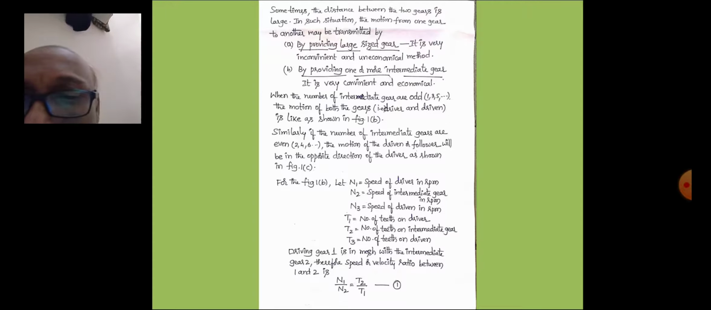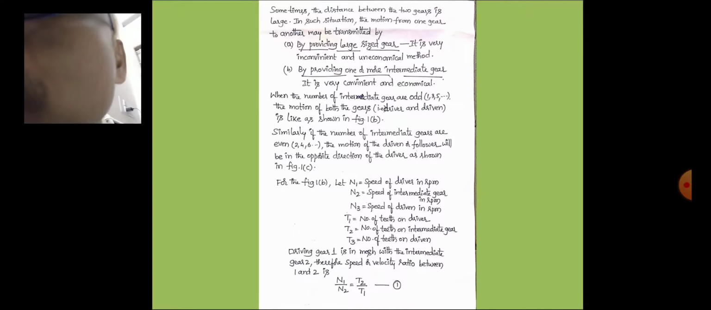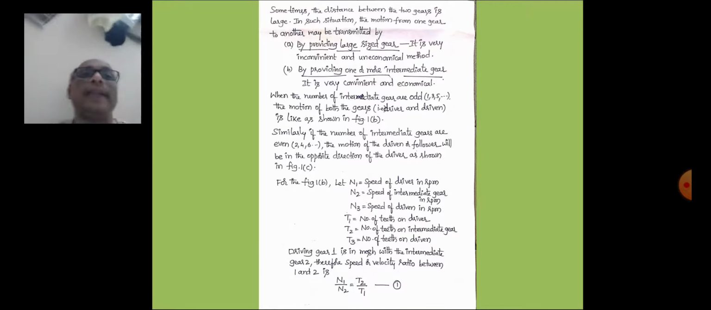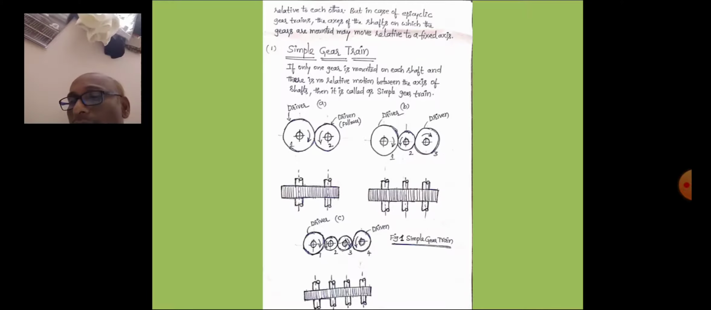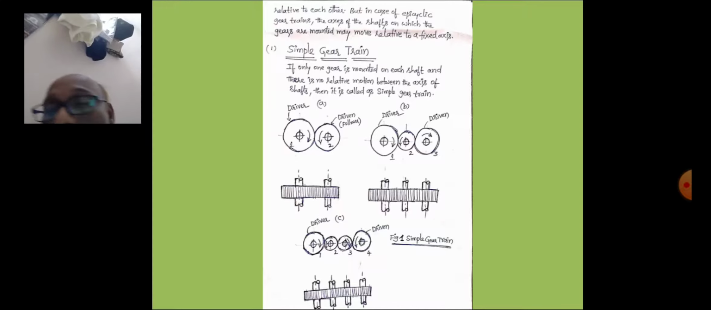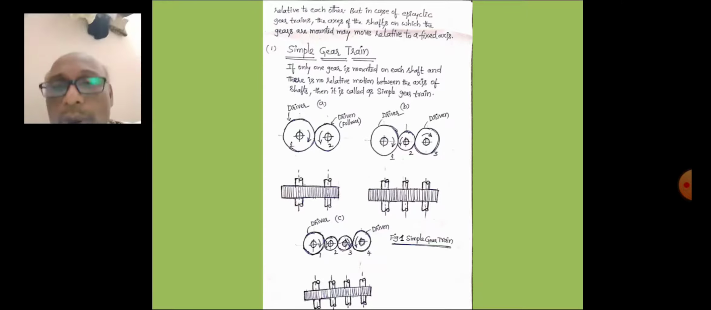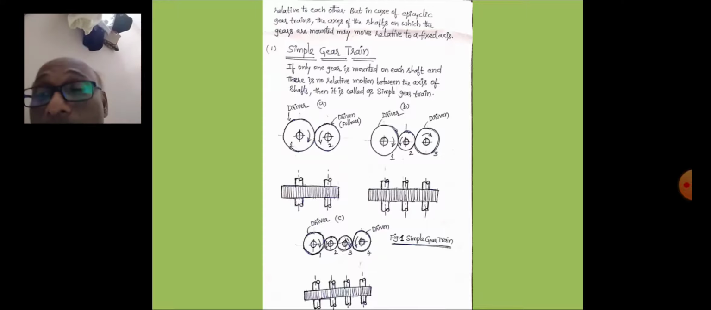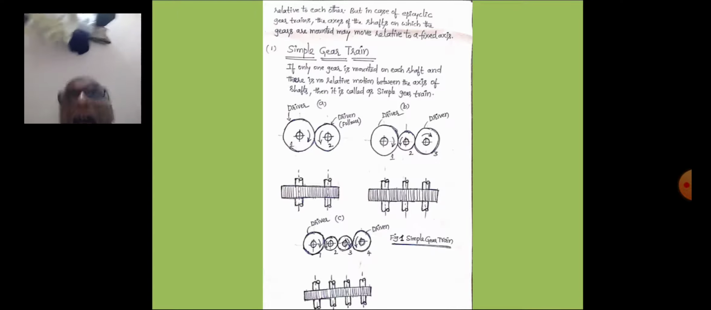And similarly, the number of intermediate gears I am also not worried about, because the intermediate gears do not affect the velocity ratio. If you look at figure number 1b, velocity ratio N1 by N3 is equal to T3 by T1. Similarly, if I take figure number 1c, here there are two intermediate gears, but what is the velocity ratio? N1 by N4, always driver by driven, is equal to driven by driver. So N1 by N4 is equal to T4 by T1. Therefore velocity ratio is independent of size, and also independent of the number of intermediate gears. It does not depend upon how many intermediate gears are there. Therefore, these intermediate gears are specifically called idle gears.